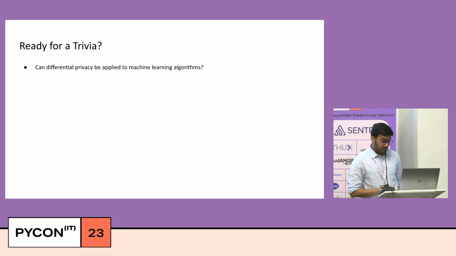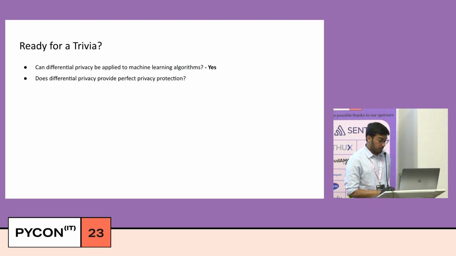Can differential privacy be applied to machine learning algorithms? The answer is yes. We already saw one example of the Naive Bayes algorithm. Does differential privacy provide perfect privacy protection? The answer is no, because it's bounded by the parameters epsilon and delta. The way you use epsilon and delta values changes how private your algorithm is. That's why epsilon is called the privacy budget of your algorithm.